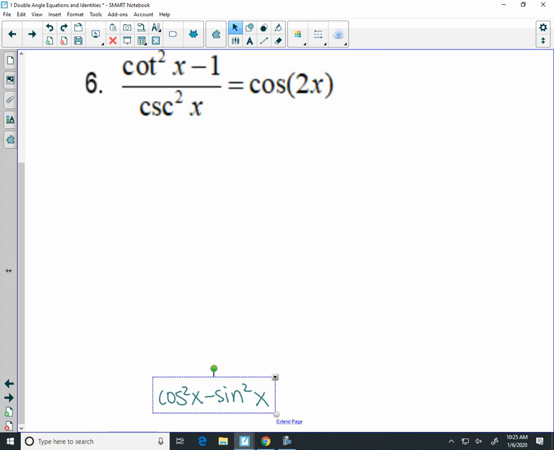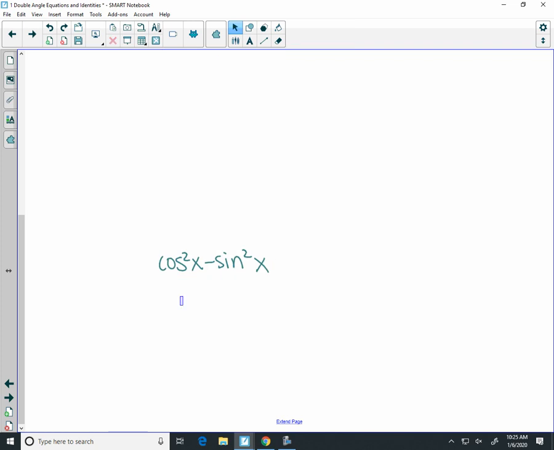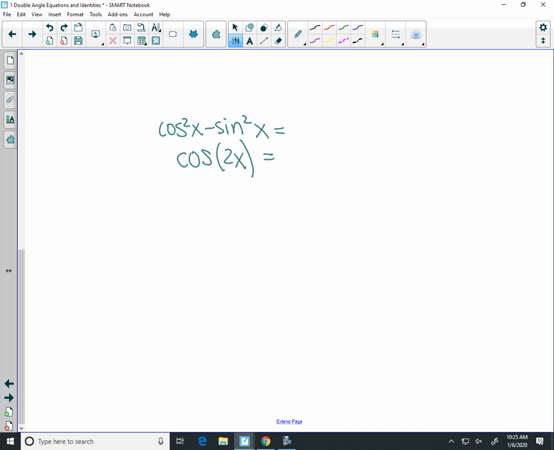That is going to be my second to last step, because I know cosine squared minus sine squared is the same as cosine of 2x. And it's useful to know where we're going when we're doing proofs. We can work these kind of forward and backwards, with middle steps. You do not have to write the one.